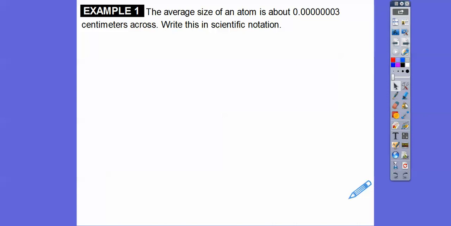So the average size of an atom is about all those zeros. Let's count them up here. So 1, 2, 3, 4, 5, 6, 7 zeros, and then the 3. Okay, so we want to move this decimal way over here in front of the 3. So it's 3, which is greater than 1, less than 10. So what we're going to do is move it over. Here's 1, 2, 3, 4, 5, 6, 7, got to do one more, 8. So it's 3.0. Typically they carry it to the 10th spot. That's why we wrote 3.0 times 10 to the negative 8, because we had to move it 8 places to the right.